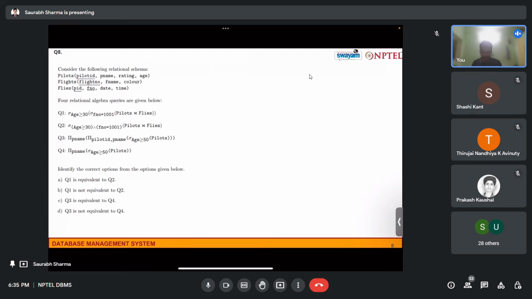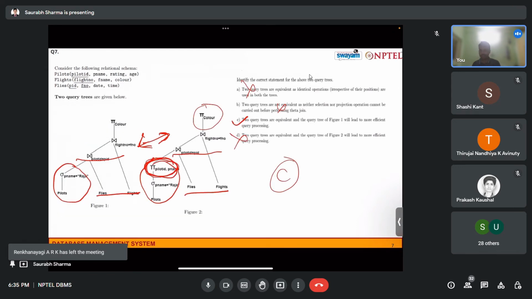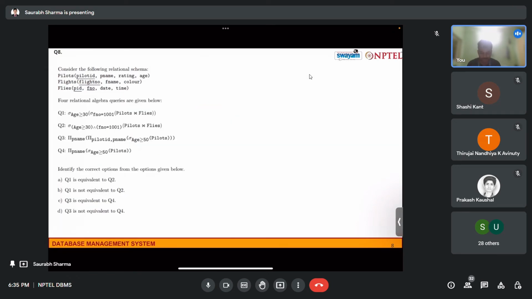Now just do this. This is based on this tree only, if you see. There are four relational algebra queries given below, Q1 to Q4. We have to search for the correct equivalent equations. If we see the options, we have to just search for the equivalency of Q1, Q2, and Q3, Q4. So just see Q1, Q2, and Q3, Q4. What is happening?